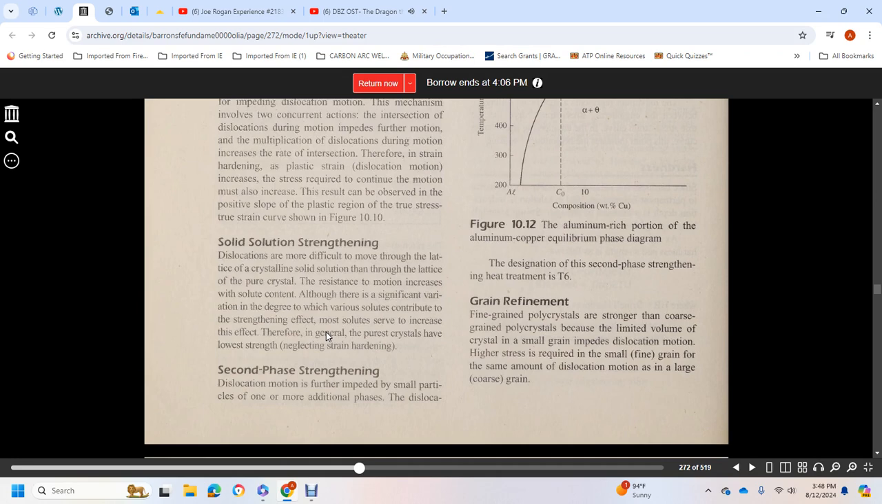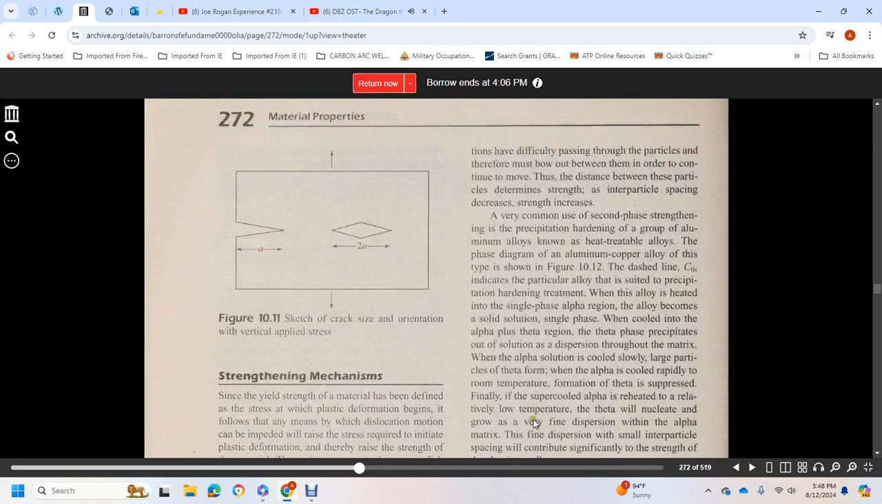Second phase strengthening. Dislocation motion is further impeded by small particles. The dislocation has difficulty passing through a particle, and therefore must bow out between them in order to continue moving. The distance between particles determines the strength: as interparticle spacing decreases, strength increases. A very common use of second phase strengthening is precipitation hardening, in a group of aluminum alloys known as heat treatable alloys. See the phase diagram. A typical aluminum-copper alloy is shown in Figure 10.12.